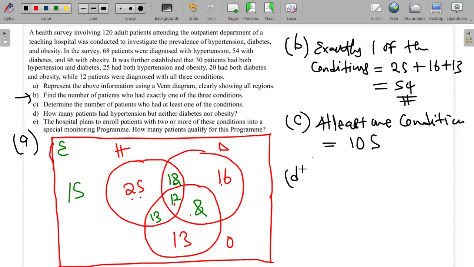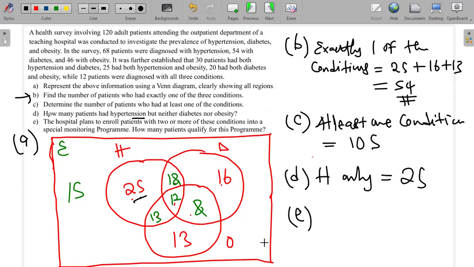Okay, what about D? D, they're saying how many patients had hypertension, but neither diabetes nor obesity. So that one should be very simple. They just want those who had hypertension only. So these ones are 25. 25 patients.